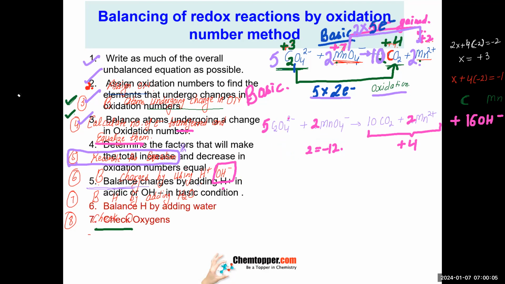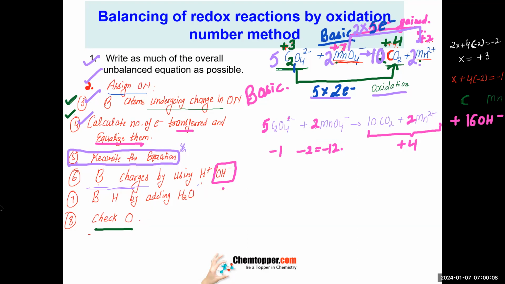Now let's work out rule number 7. Balance hydrogen by adding water. How many hydrogens on which side? 16 hydrogens on this side, right? That's it. So I will add 8 water, right? 8 H2O on the left side. Now hydrogens are balanced. Now you have to check oxygens.